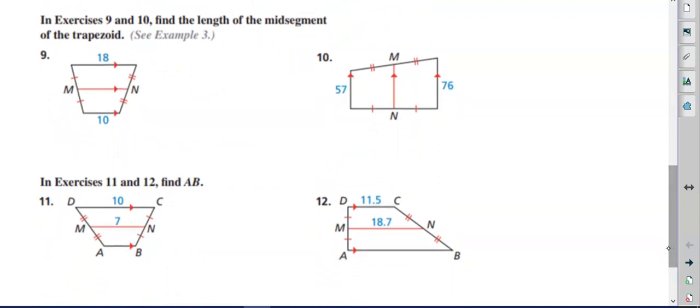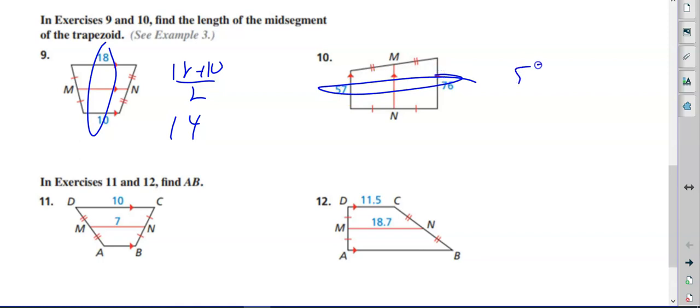Right, length of the midsegment. Remember, the length of the midsegment is the average of these two numbers. So you just take 18 plus 10 and divide it by 2. So that's 28 divided by 2. That makes MN 14. Same thing here. 57 plus 76 divided by 2. And that's actually going to give us a decimal of 66.5. And that's okay.